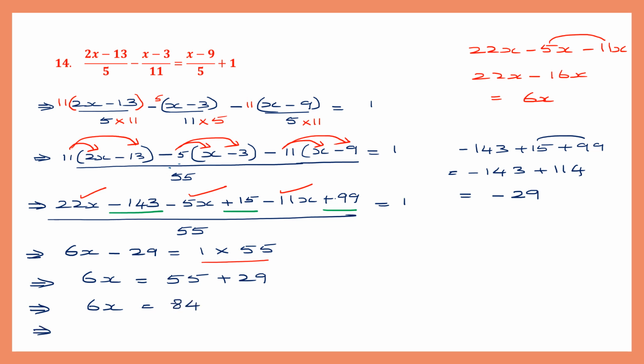Now we can find the value of x. X is equal to 84 divided by 6. So here we can cancel 6 ones are 6. Here also 6 ones are 6, 24, 6 fours are 24. So x is equal to 14. We have found the value of x. X is equal to 14 and this is our answer.